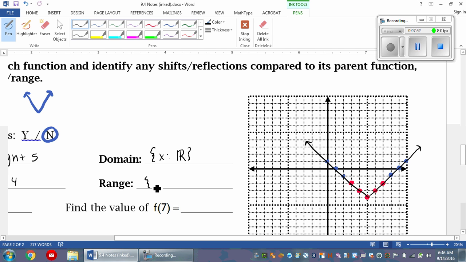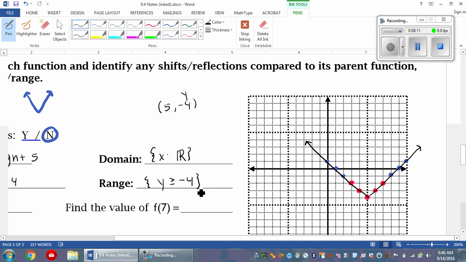Now my range, it's going to be very similar to calculating my range with my quadratics. Again, my vertex is 5 and -4. Since the range is the y, I'm going to be dealing with -4. Since it opens up, it's going to be greater than or equal to that -4.